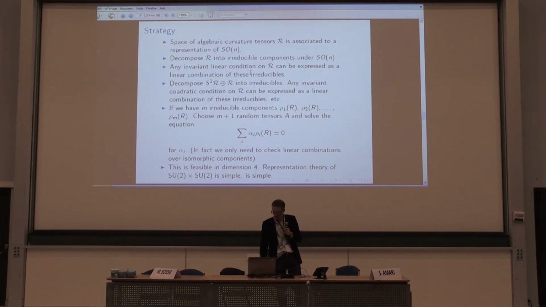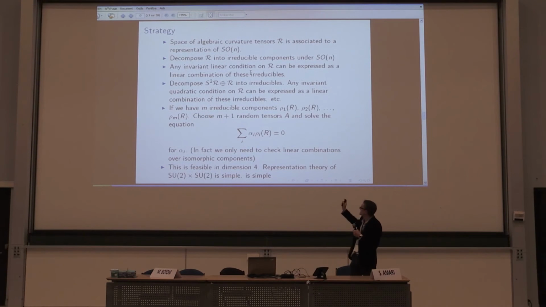So, the strategy that I decided to adopt was that the space of curvature tensors is associated with some representation of the orthogonal group. And we can decompose the curvature tensor into irreducible representations under the orthogonal group. Similarly, we can decompose the symmetric power into representations. And then Schur's lemma tells you that any invariant map from one space to the other has got to be a multiple of the obvious maps coming from this decomposition. So using representation theory, you can very neatly classify every invariant map of given degree from one space of tensors to another.